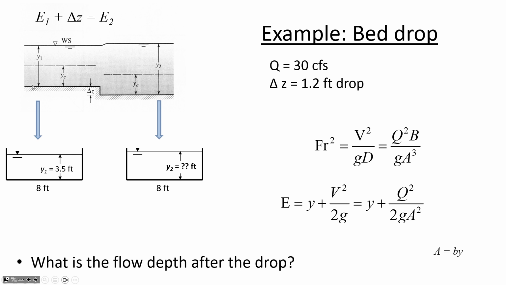And then the water steps off, it goes down 1.2 feet. We want to know what is going to be the new depth downstream in this case. In other words, what's the flow depth after the drop? So the first thing we have to do is determine whether conditions were supercritical or subcritical originally. You know, upstream at location 1, was the flow supercritical or subcritical? And so we can do that by calculating the Froude number.